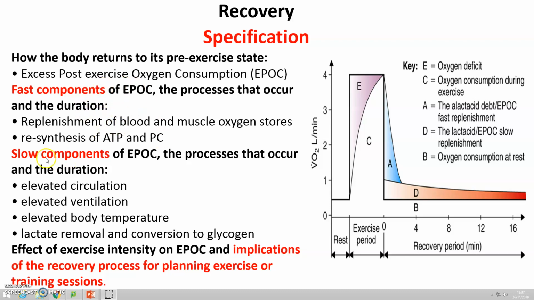Today's focus, as I said, is on this slow component, and the key information we're going to be looking at is duration, elevated circulation, elevated ventilation, elevated body temperature, and lactate removal and conversion to glycogen. Specifically we'll concentrate on this lactate, or lactic acid, removal and the conversion of lactic acid into glycogen, which we're going to go on to in more detail when we get there.